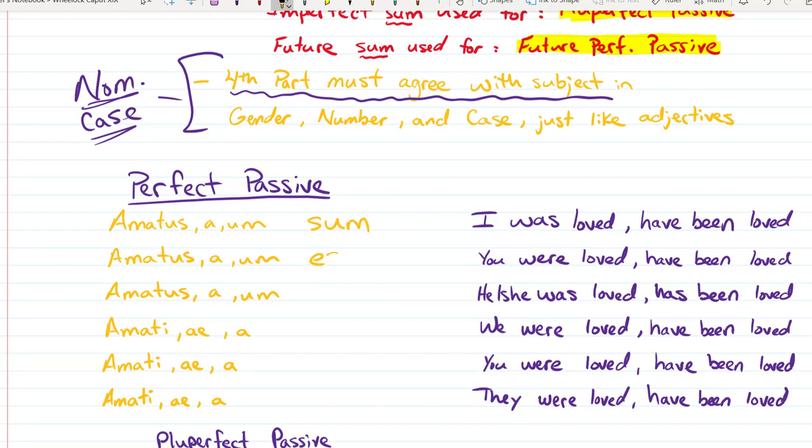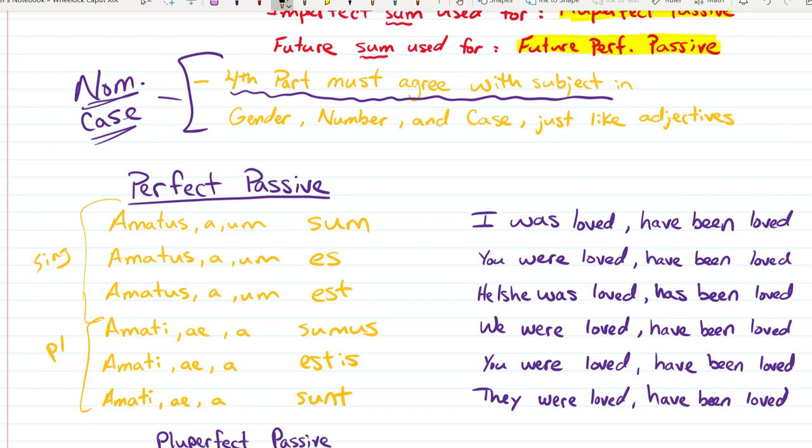So we would have sum, es, est, sumus, estis, and sunt. Separate, these are separate words. Amatus is used for the singular ones, obviously, because us, a, um, those are singular nominatives. And then in the plural, we're using i, ae, and a. The plural of those adjective charts, because obviously in the plural, our subjects are plural.